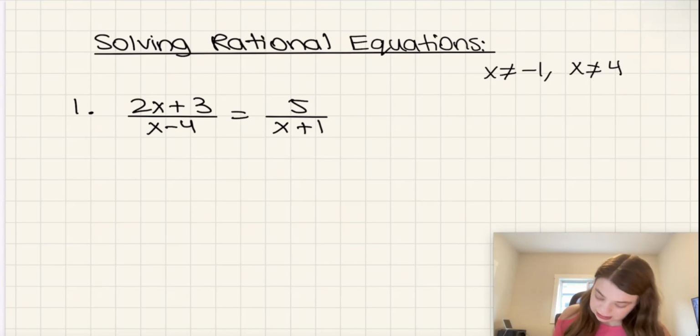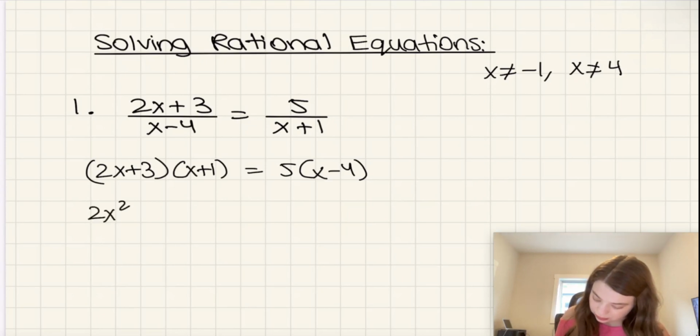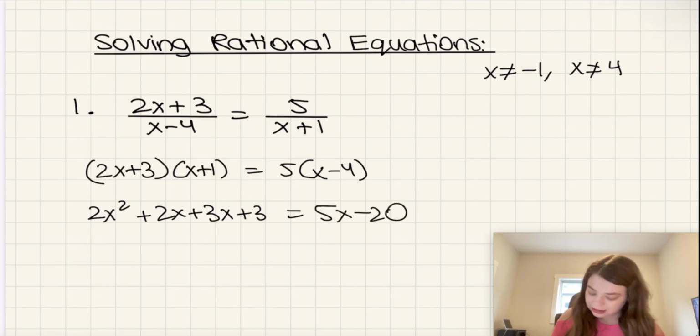Okay, now I'm going to cross multiply. So I'm going to put 2x plus 3 times x plus 1 on the left and 5 times x minus 4 on the right, like that. Then I'm going to multiply through. So we're going to get 2x squared plus 2x plus 3x plus 3. And over here, we're going to get 5x minus 20.